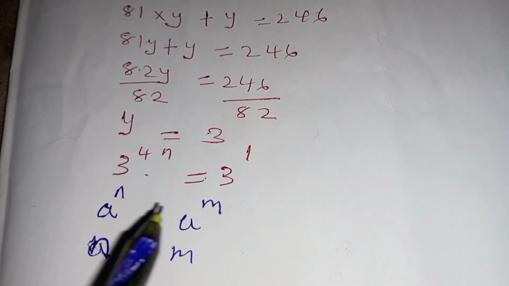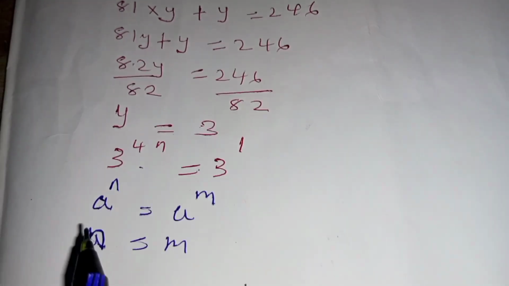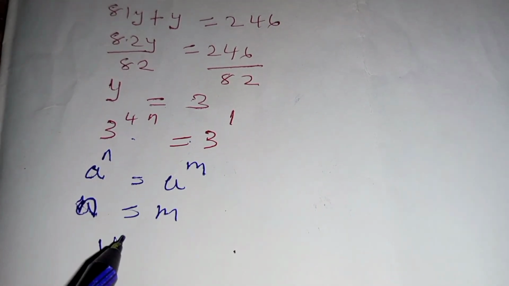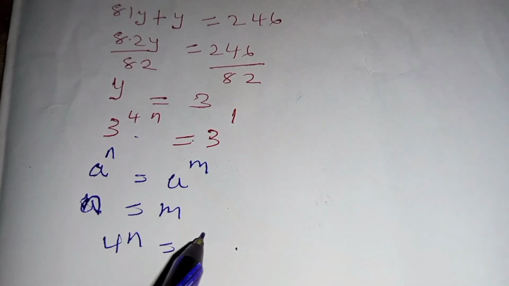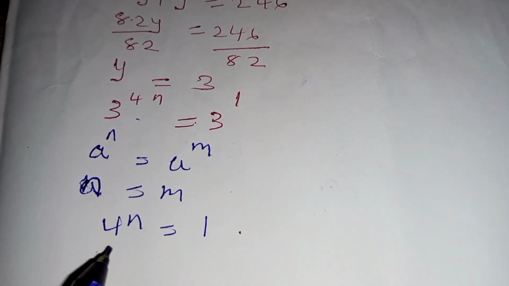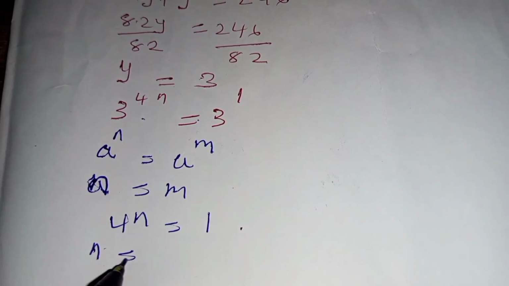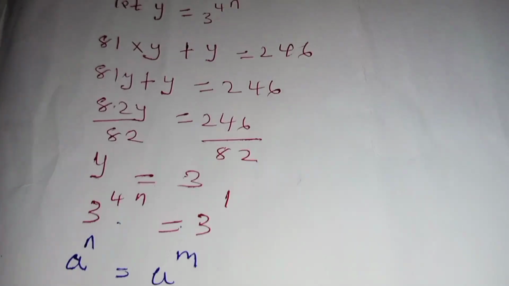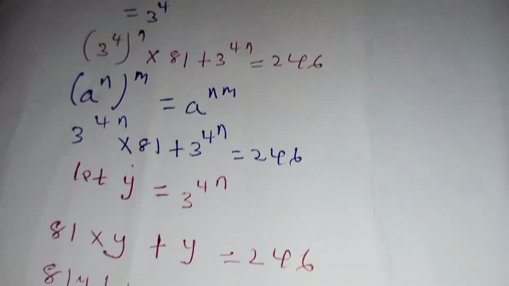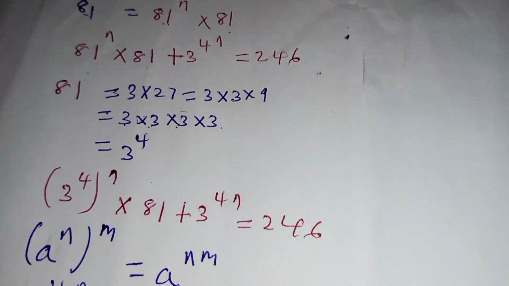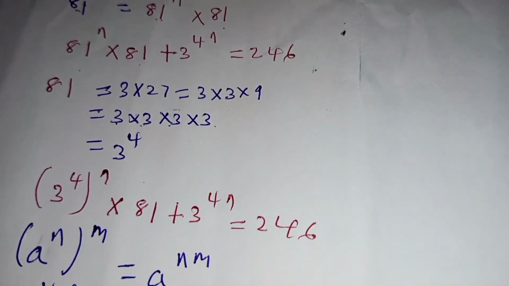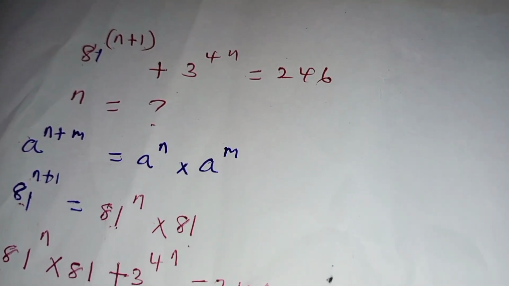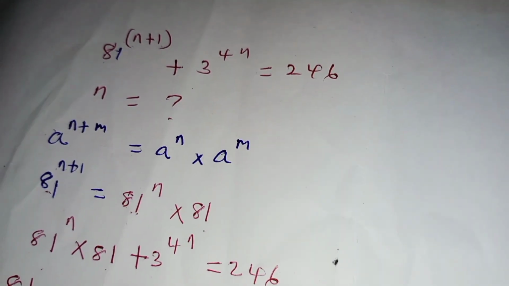So from here, because our bases are equal, we shall equate our indices, and we are going to have 4n being equal to 1. Dividing by 4 on both sides, our value of n is equal to a quarter. And that is the solution of the given equation by following those method steps. Remember to comment and let me know whether you have any other method which you can employ here to obtain the value of n.